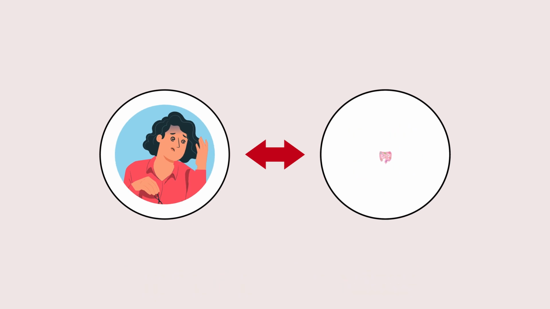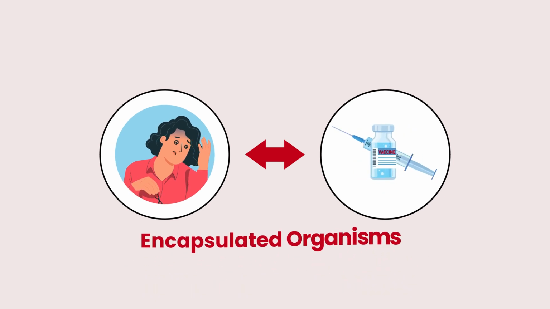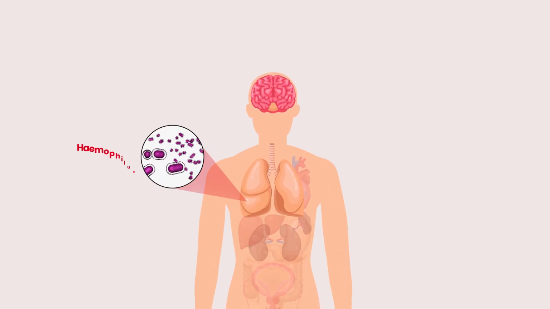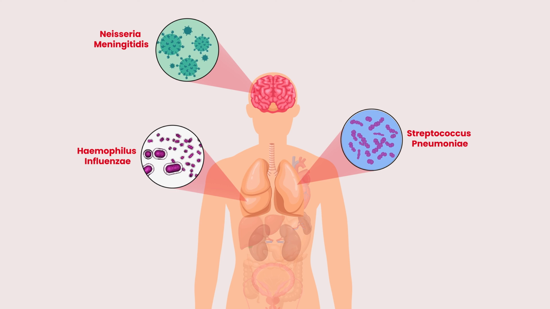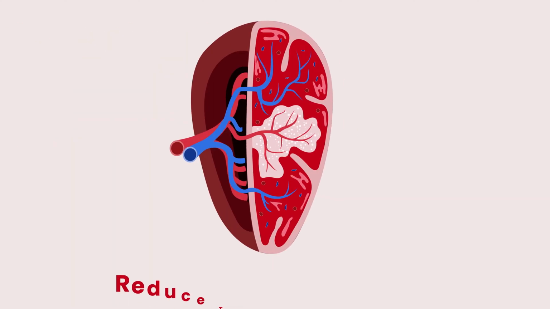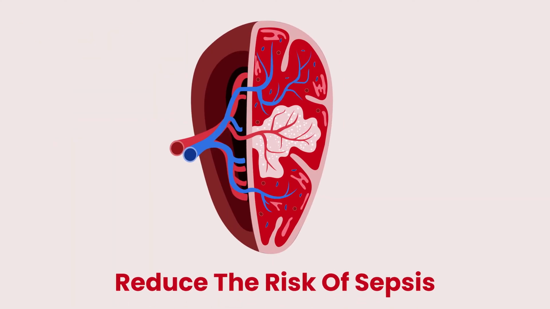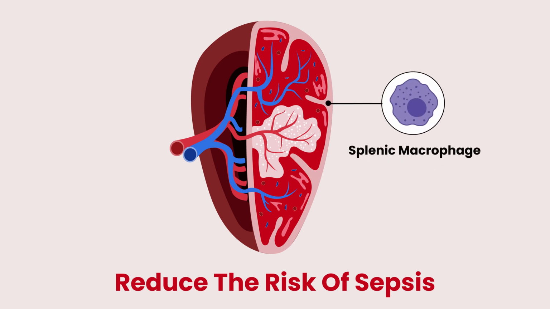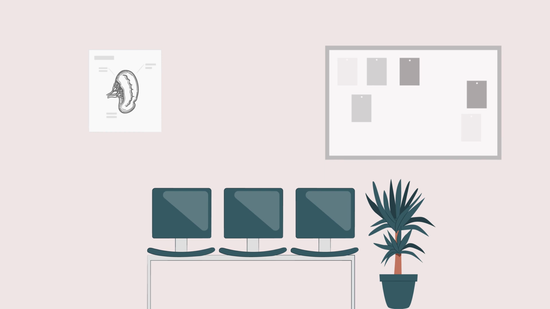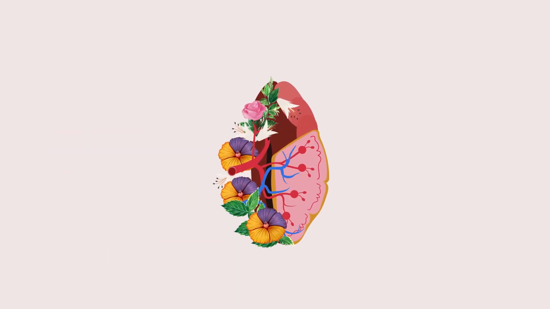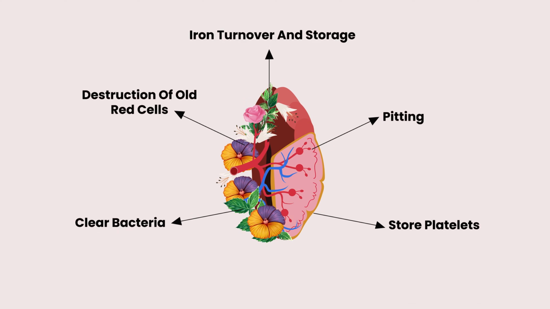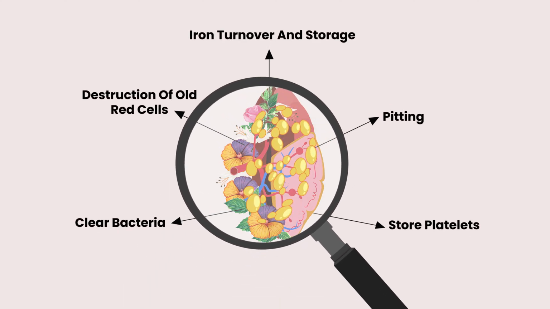Hyposplenic patients require vaccinations against encapsulated organisms, such as Haemophilus influenzae, Neisseria meningitidis, and Streptococcus pneumoniae. This helps reduce the risk of overwhelming sepsis that can occur from impaired splenic macrophage function. Although the spleen has intrigued doctors and philosophers since olden times, now you know what the spleen does and what happens when it doesn't function properly.